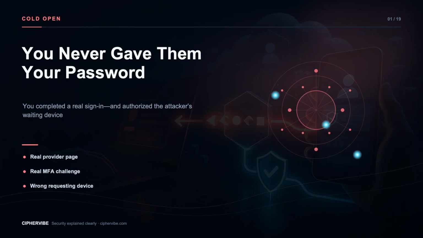The user never sends a password, never reveals an MFA code, and never visits a fake login page. They open a real identity provider page, enter a short device code supplied by someone else, and complete authentication. The attacker's waiting device receives the authorized cloud session. That is device code phishing.